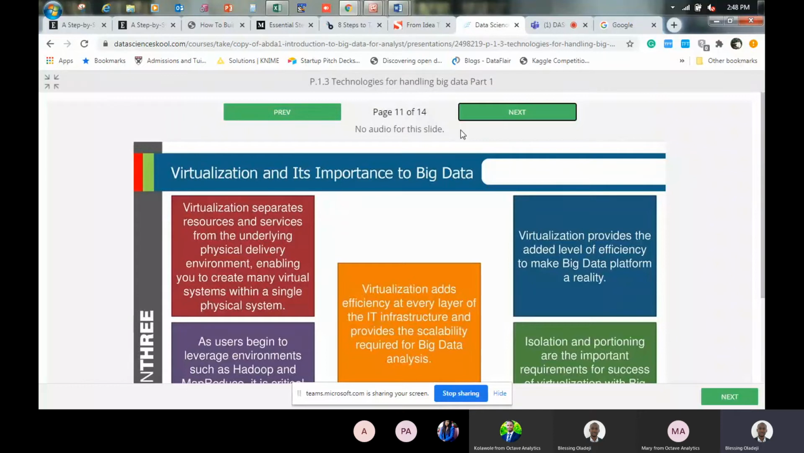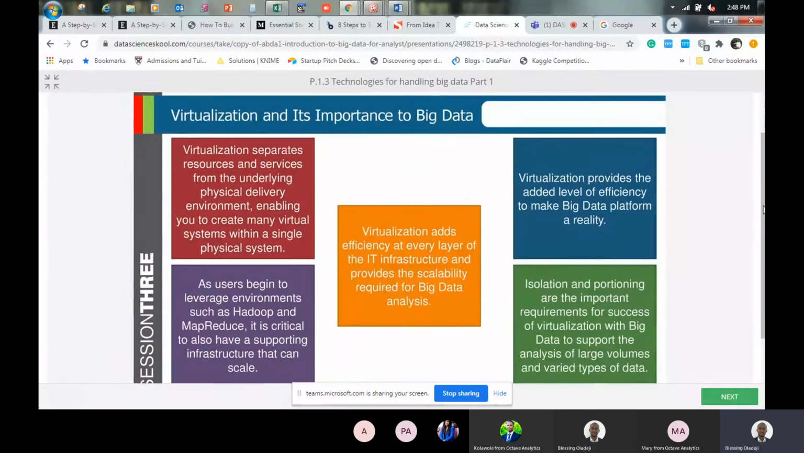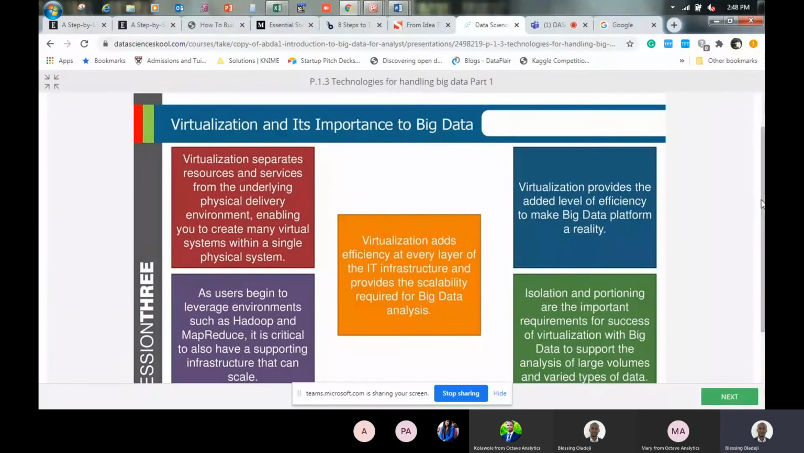Okay, so all of this takes us to another concept of big data again, and that concept is called virtualization. Sorry, excuse me, sir.